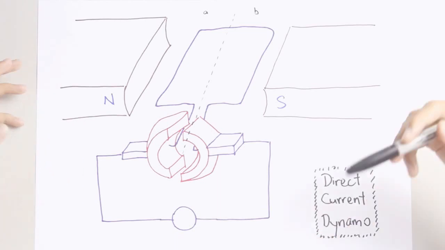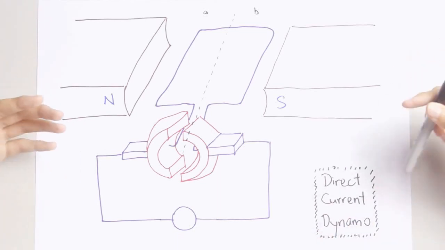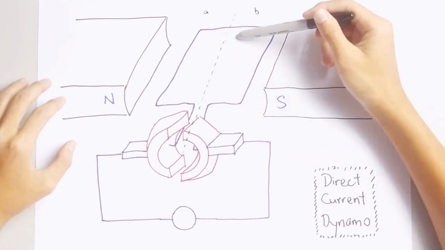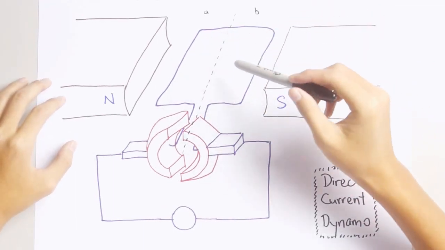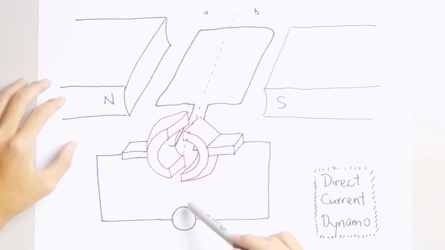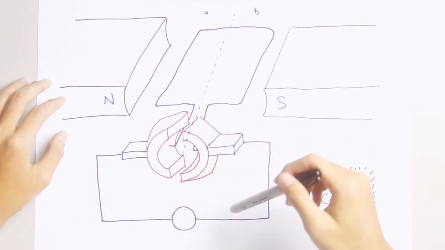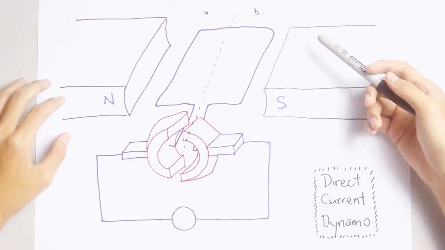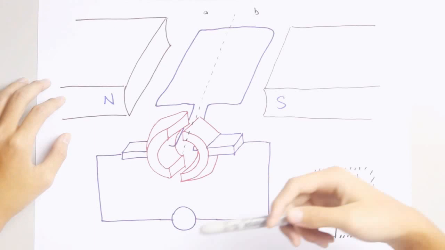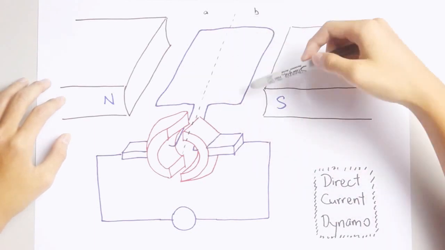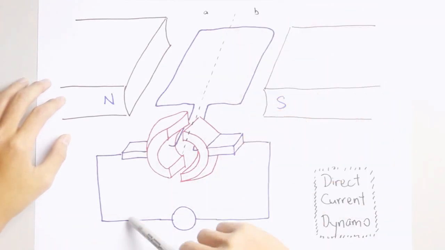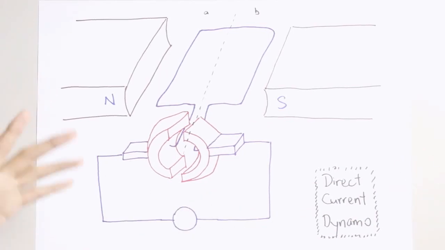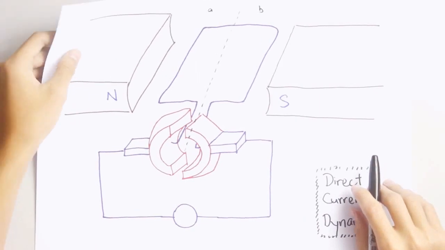Another thing, in a motor we provide current in order to make the coil rotate. So for a motor, we provide a battery so that it has current flowing and then the coil will rotate. But for a dynamo, there are no batteries. So we rotate this coil in order to produce current in the circuit. Now let's take a look at the operating principle of a direct current dynamo.